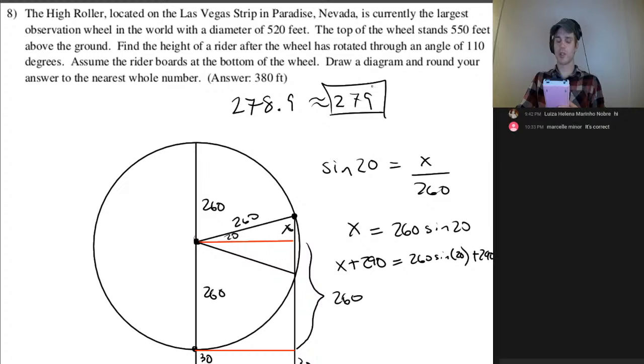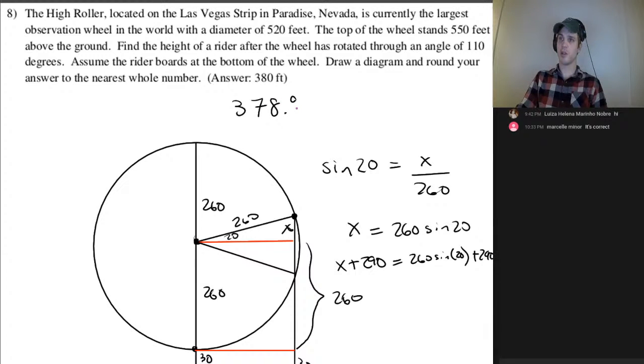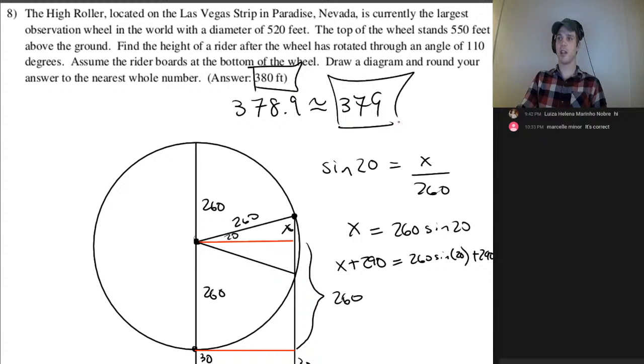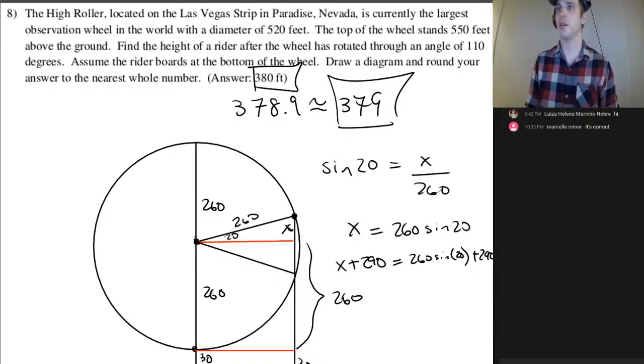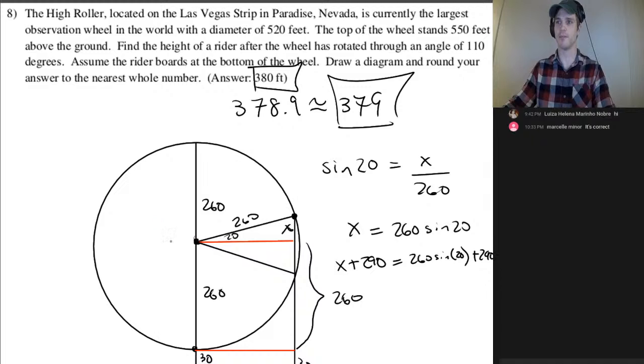which is way too close to the, oh no, wait. 378.9, which is approximately 379, which is way too close to the answer they give to be a mistake. I think that one of us has a round off error, and I put exact values into mine. So I think it's their problem. I think they rounded to the 10 instead of to the 1. So yeah, there you go. That's how you get it.